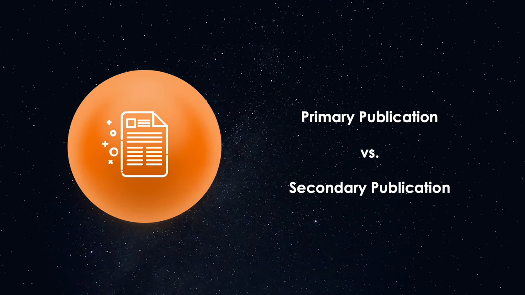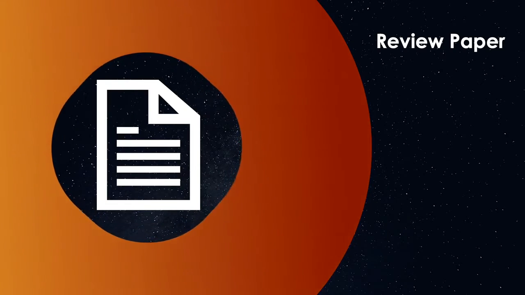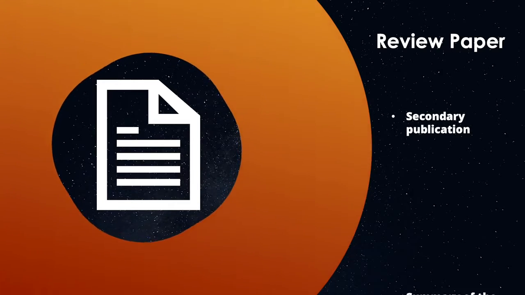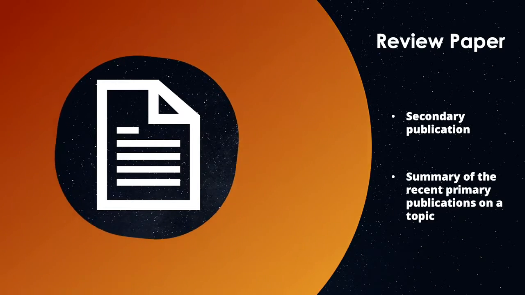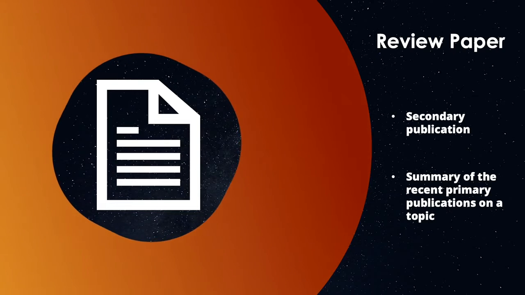Unfortunately, many journals are unwilling to publish what the difference between a primary publication and a secondary publication is. And some students go through their entire education not really understanding that difference. A secondary publication is not the first written and published report describing original research results. So, a review paper is a form of a secondary publication which summarizes the recent primary publications on a topic.